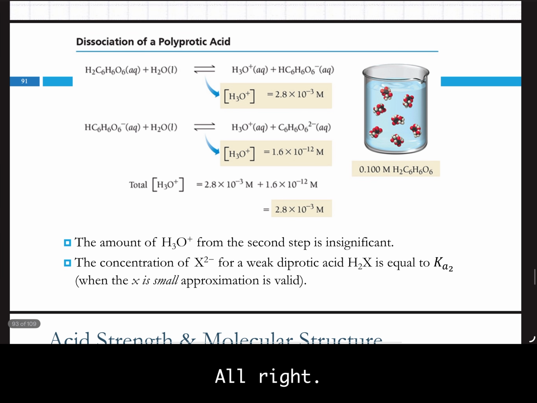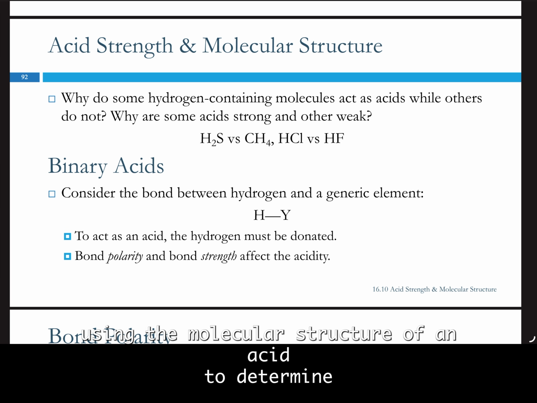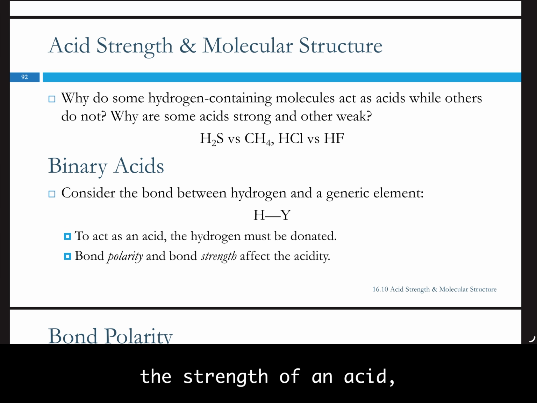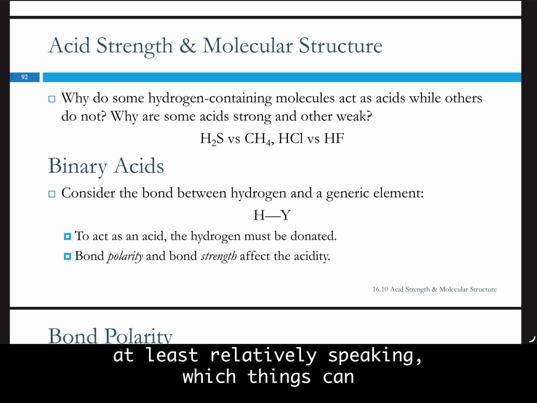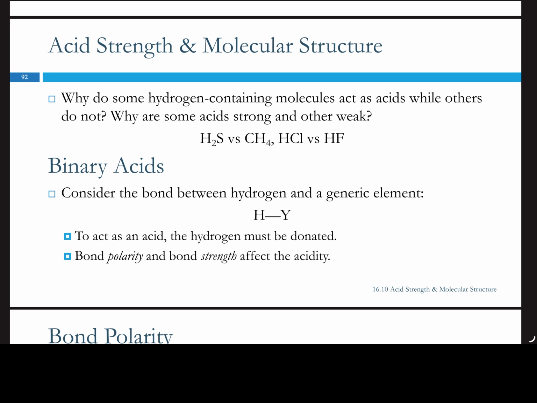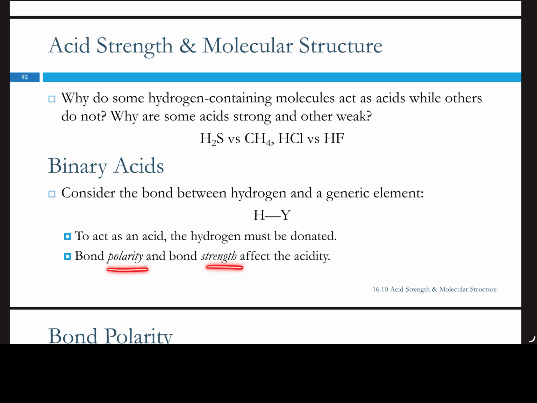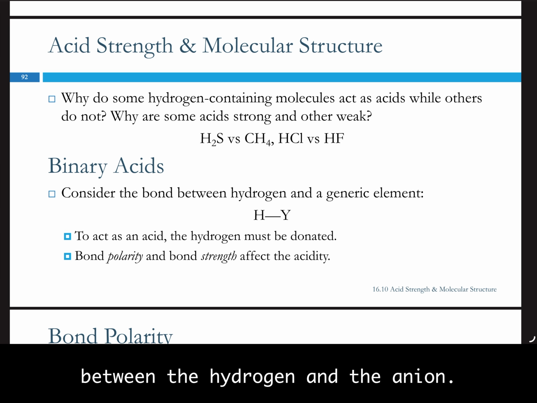Nope. All right, so we were talking about basically using the molecular structure of an acid to determine the strength of an acid, at least relatively speaking. Which things can we look at in a Lewis structure to make predictions about how strong one acid is compared to another acid? So the big things for binary acids were polarity and strength of the bond between the hydrogen and the anion.